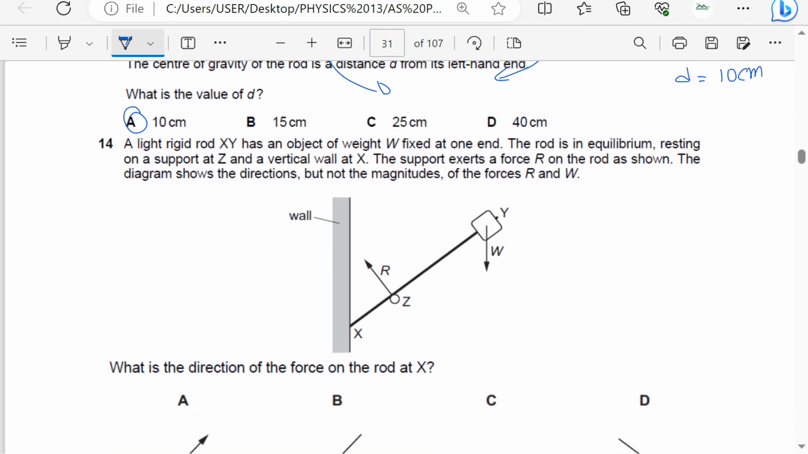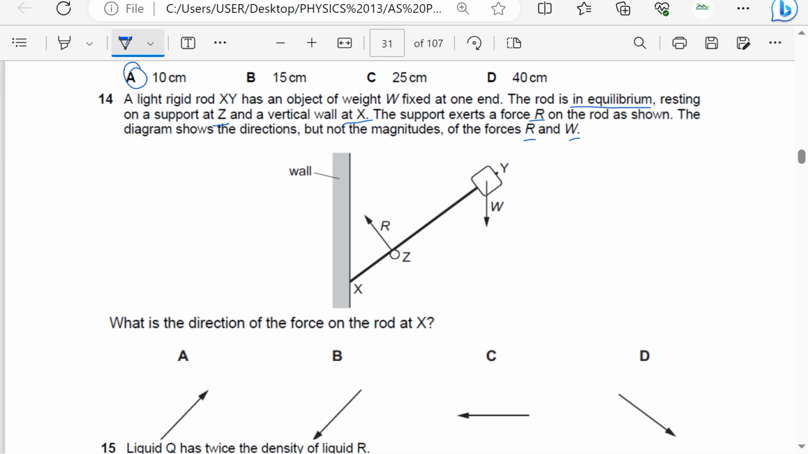A light rigid rod XY has an object of weight W fixed at one end. The rod is in equilibrium, resting on a support at Z and a vertical wall at X. The support exerts a force R on the rod as shown. The diagram shows the directions but not the magnitudes of the forces R and W. What is the direction of the force on the rod at X?